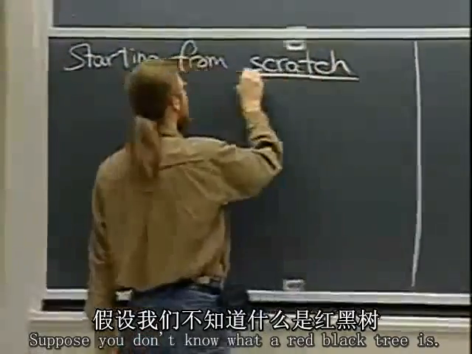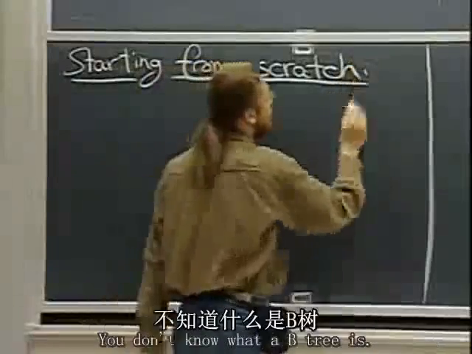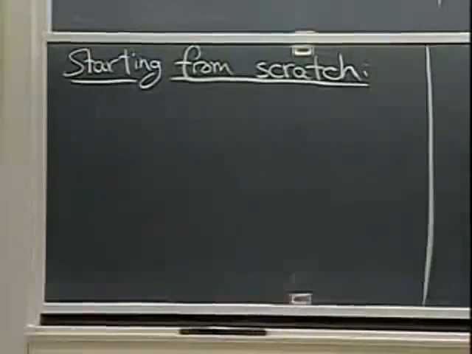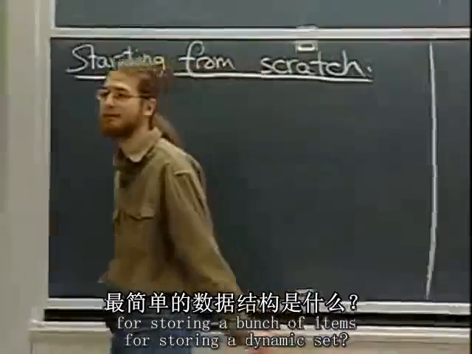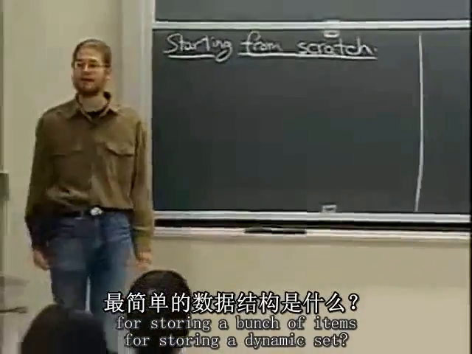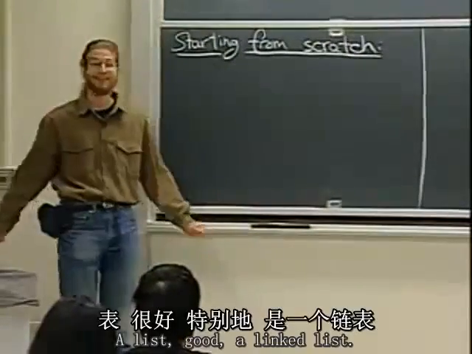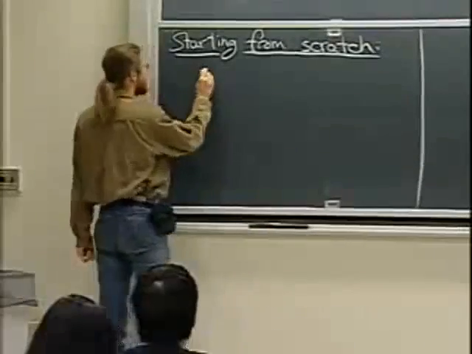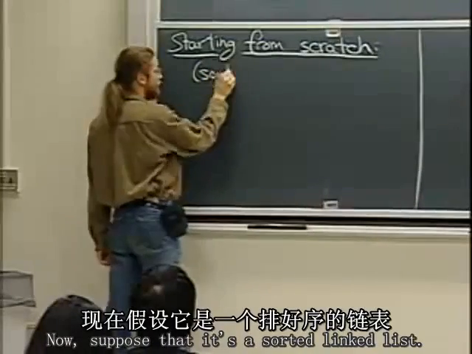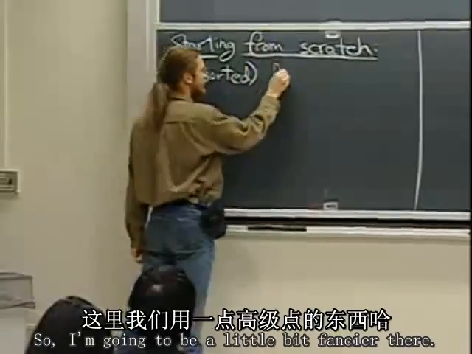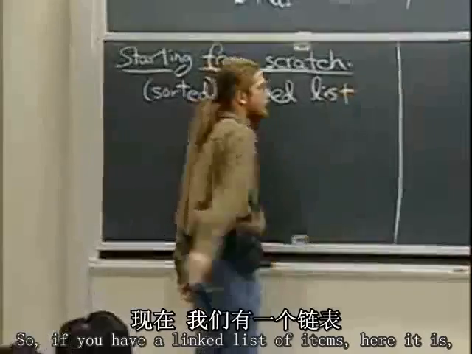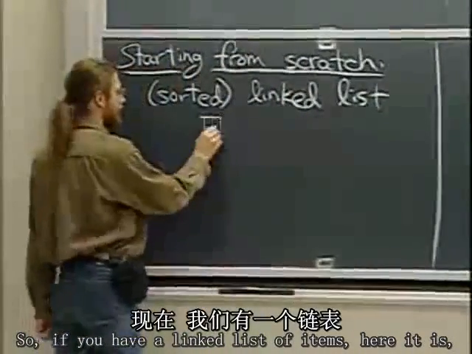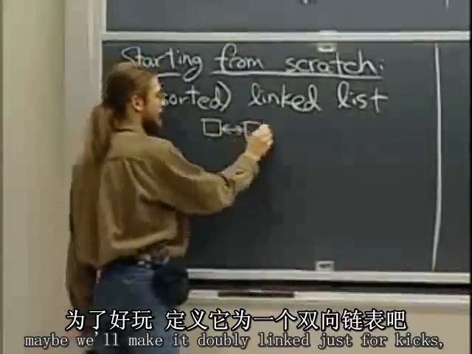Suppose you don't know what a red-black tree is. You don't know what a B tree is. Suppose you don't even know what a tree is. What is the simplest data structure for storing a bunch of items? For storing a dynamic set? A list. Good. A linked list. Now, I'm going to suppose that it's a sorted linked list, so I'm going to be a little bit fancier there. So if you have a linked list of items, here it is. Maybe we'll make it doubly linked just for kicks.